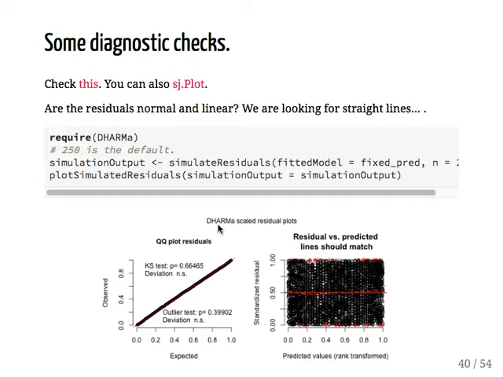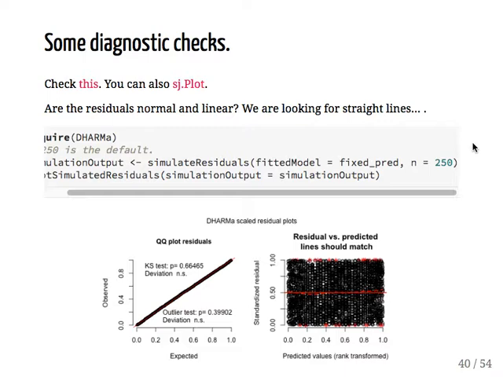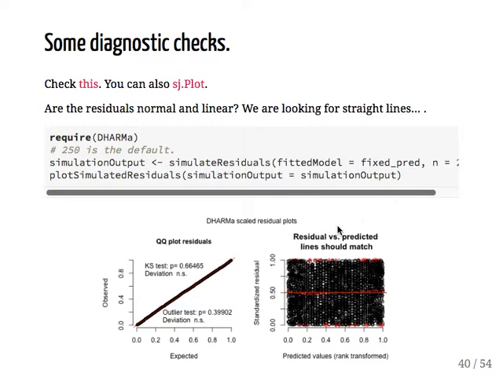So we use a package here called DHARMa, and we simulate the residuals for our model. We take our fitted model, and if you want to wait longer, you can get thousands. In this case, we just simulated 250 residuals, and then we can plot them. We can plot the expected versus observed, and you can see this is quite nice. They fall right on the axis, so there isn't much deviation. If your model was really off, it would start veering away, or do a really weird shape around the line.